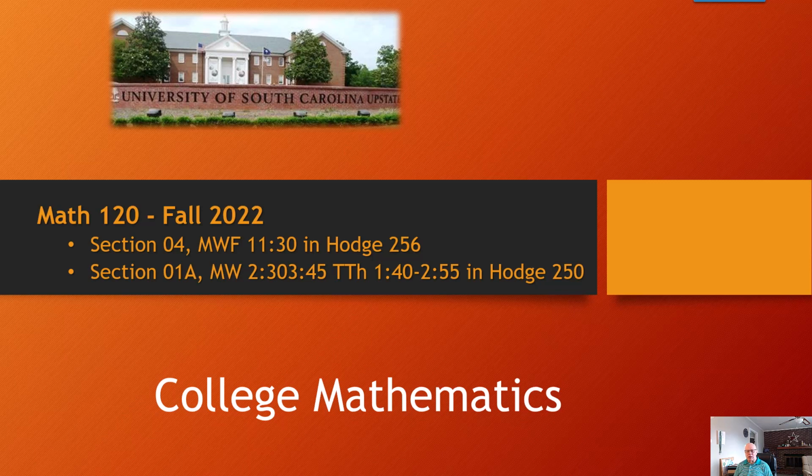So Tuesday, Thursday starts at 1:40. Monday, Wednesday starts at 2:30. And that's if you're in Section 1. In Section 4, remember, you're okay. 11:30, Monday, Wednesday, Friday. Hodge 256.